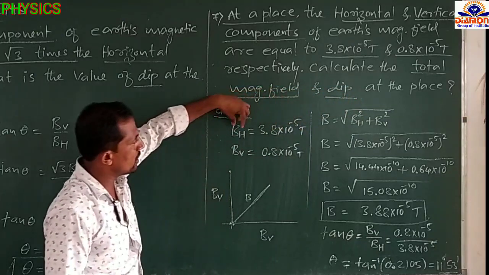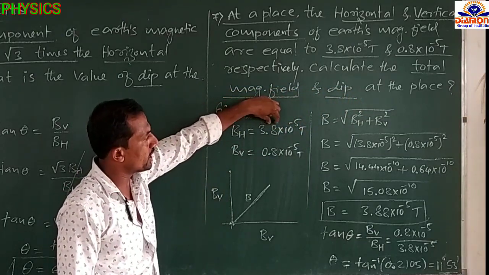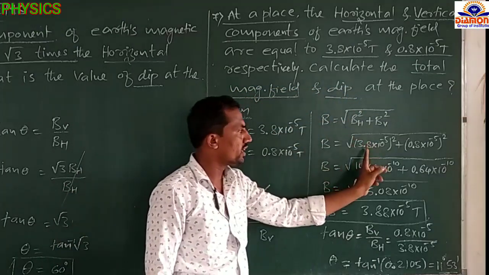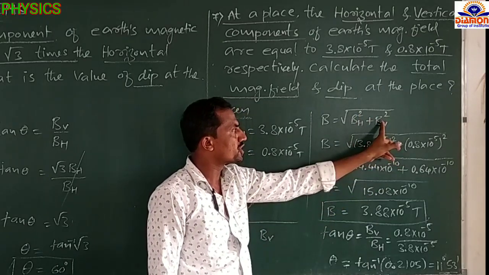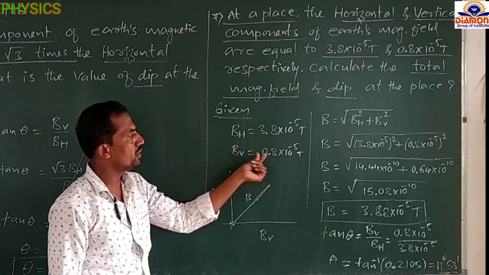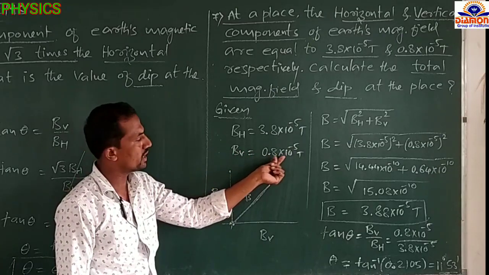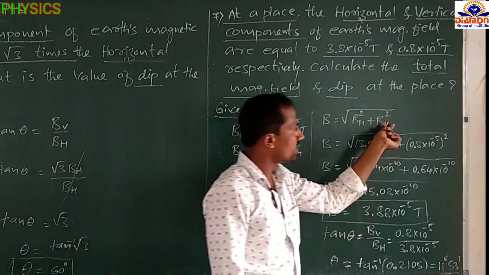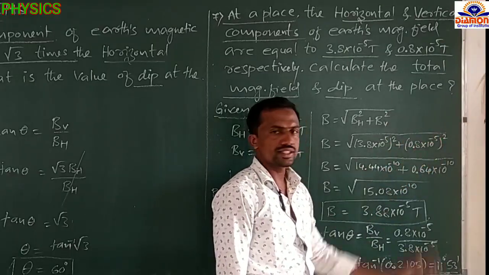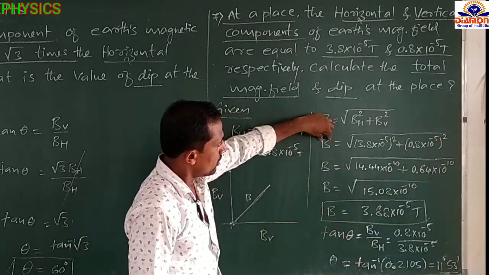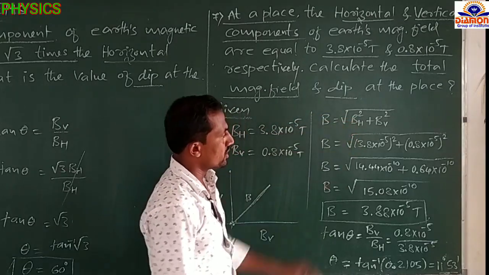What is the value of BH? 3.8 times 10 to the power of minus 5, and the square is as it is. Next, what is the BV value? 0.8 times 10 to the power of minus 5. We substitute this value in place of BV, square as it is. B and the root are as it is.